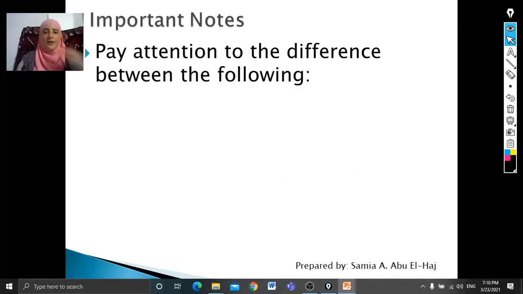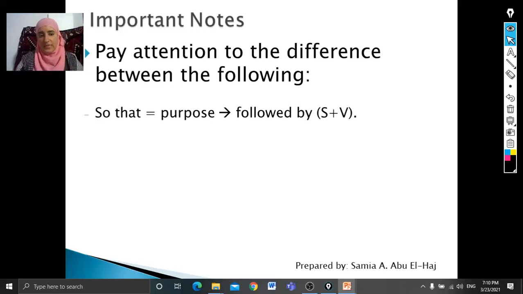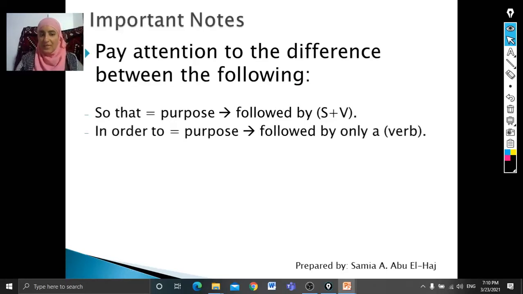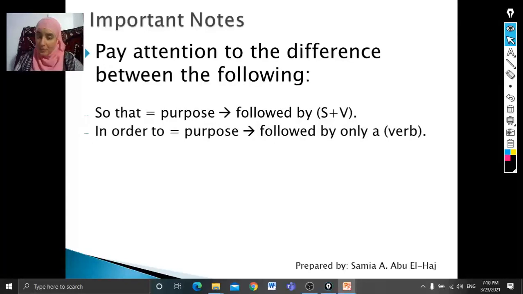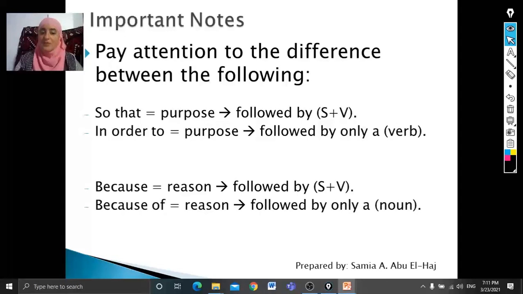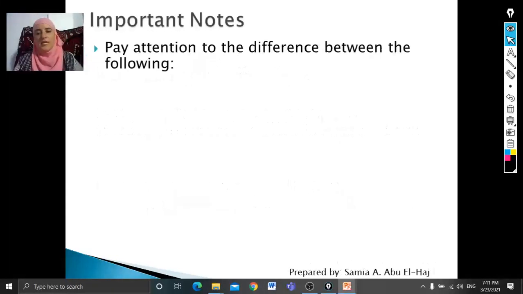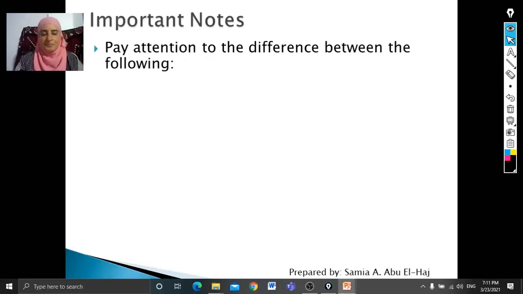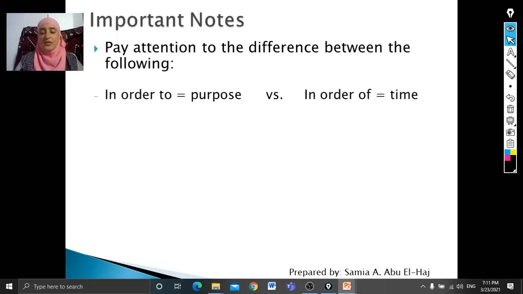Okay, now pay attention to the difference between the following. So that is purpose followed by subject verb. In order to, also purpose, but followed by only a verb, infinitive. In order to eat. In order to finish. Because is reason followed by subject verb. Because of, also reason, but followed by a noun. Now, in order to, purpose. In order of, time. Don't mix them.